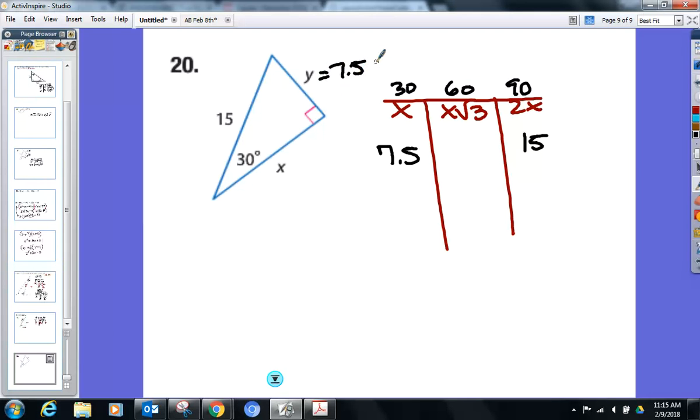All right, now let's go to the right. What do I do to the side across from 30 to get to the side across from 60? Multiply it by radical 3, so 7.5 radical 3. You could have also left 7.5 as 15 over 2 if you wanted to. So this would have been 15 over 2 radical 3, whatever floated your boat.